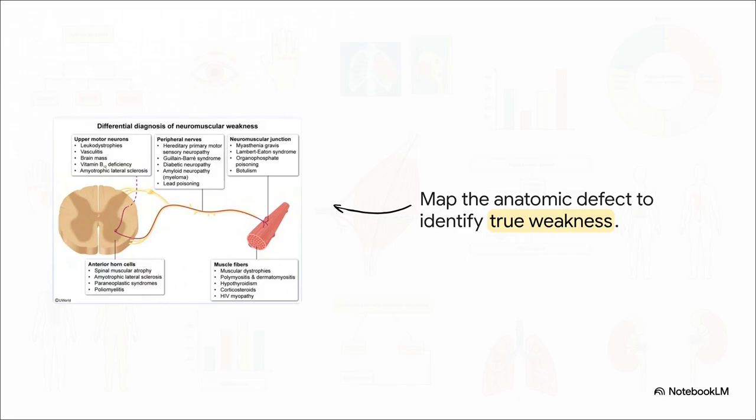If it's true weakness, we map the anatomic defect. Upper motor neuron lesions give you spasticity and hyperreflexia. Anterior horn cell disease? That yields motor weakness without the sensory loss. Peripheral nerve damage adds sensory loss to that distal weakness. If we're looking at the neuromuscular junction, expect fluctuating, fatigable weakness. And muscle fiber diseases cause symmetric proximal weakness with totally normal sensation, often with an elevated CK.